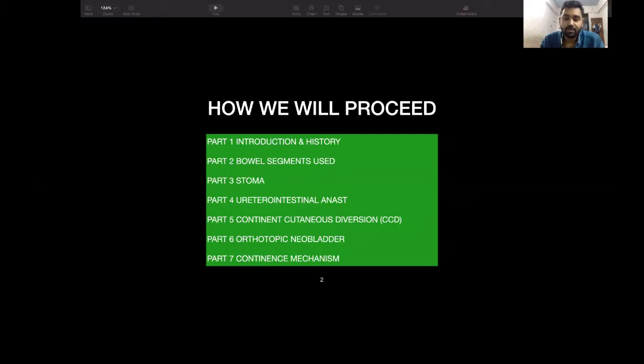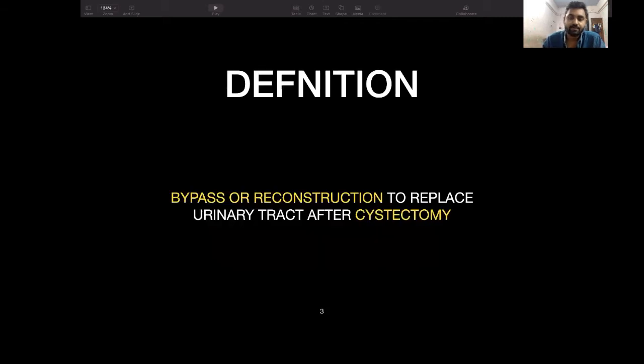So how will we proceed? I would split this chapter into 7 parts. The first part would be on introduction and the history. The second part on the bowel segments which are used. The third part on stoma. The fourth part on ureterointestinal anastomosis, the fifth part on continent cutaneous diversions, the sixth part on orthotopic neobladder, and the seventh part on the continence mechanism.